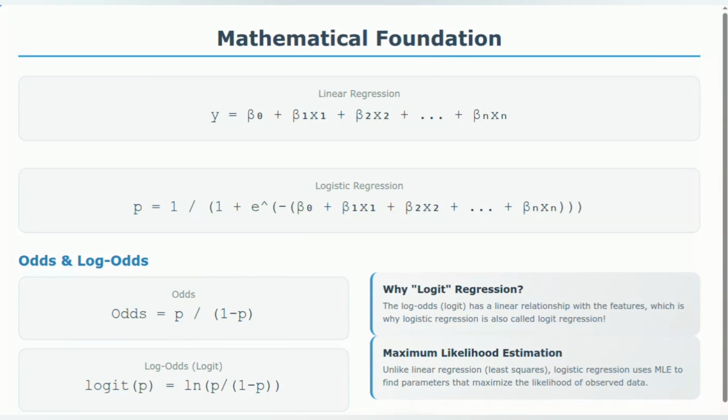The decision boundary in logistic regression is typically set at 0.5. If the predicted probability is greater than 0.5, we classify it as the positive class, otherwise it's the negative class. Unlike linear regression, which uses least squares to find the best fit, logistic regression uses maximum likelihood estimation. This method finds the parameter values that maximize the likelihood of observing the given data. The idea is simple. We want to find the parameters that make our observed data most probable.